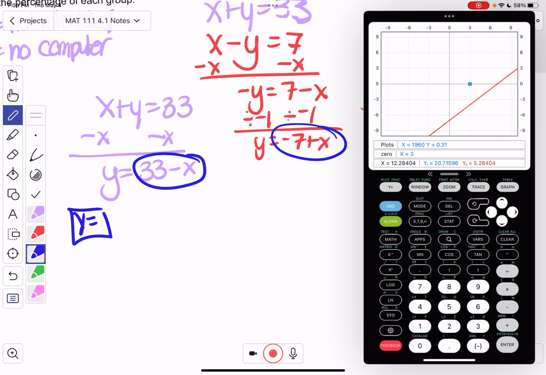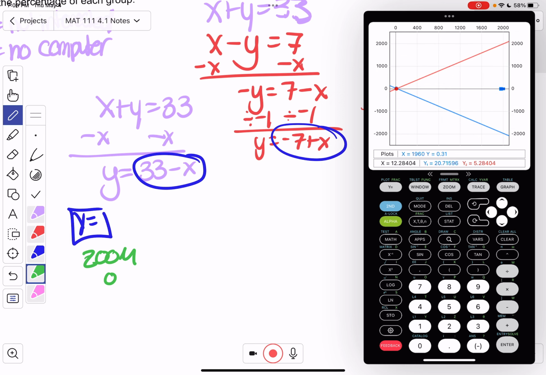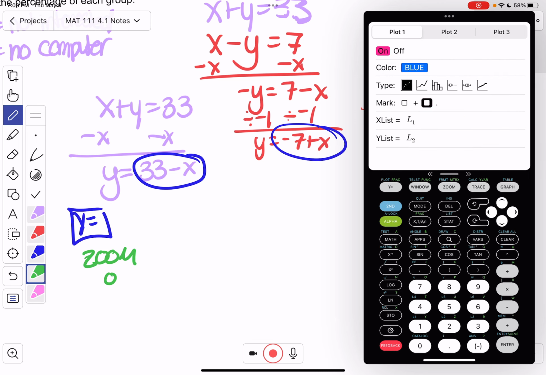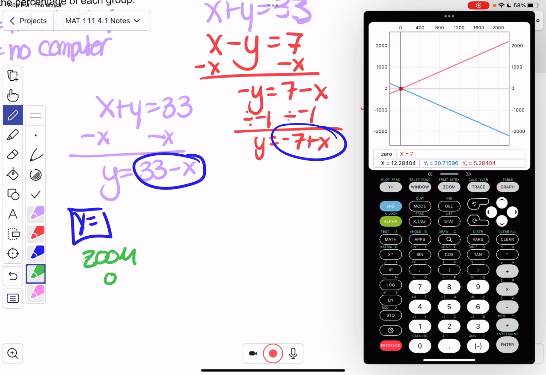We don't see any intersections, so that means it's not really zoomed well. So if I hit the zoom button, and then I go to 0 for zoom fit, it's going to show me everything in there. If I turn off the stat plots from the other day, so if yours aren't on when you do zoom fit, same thing, we just won't have those other weird dots. So zoom 0 is how you fit it to your equations.